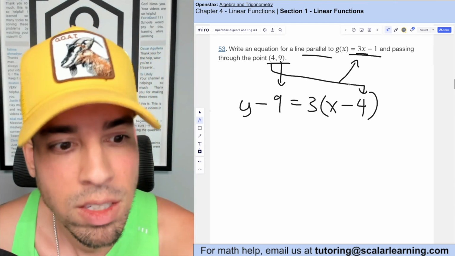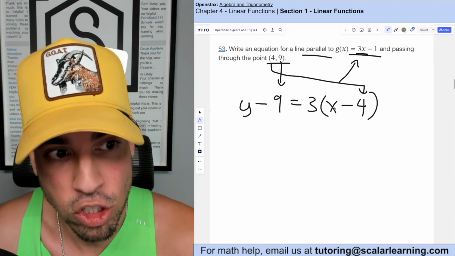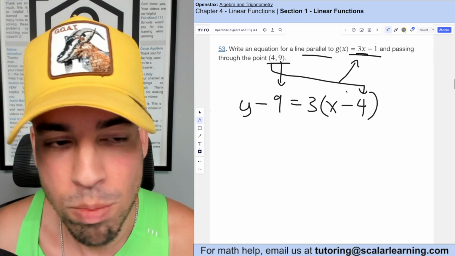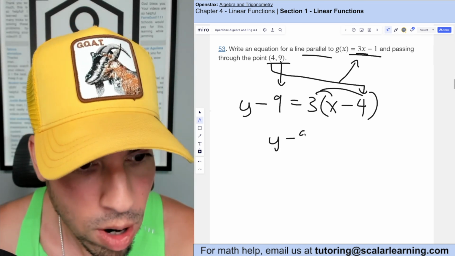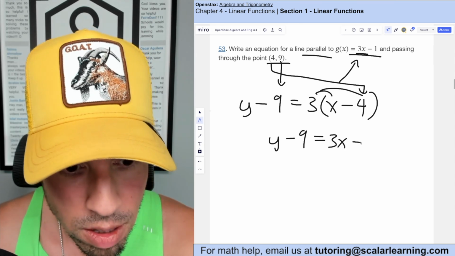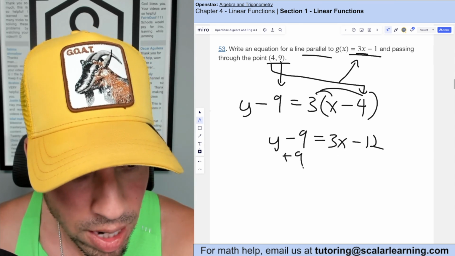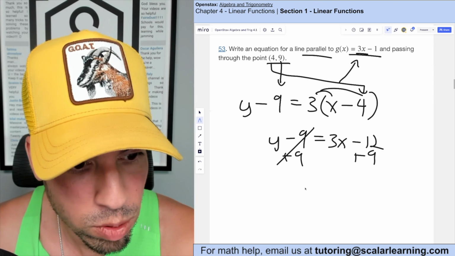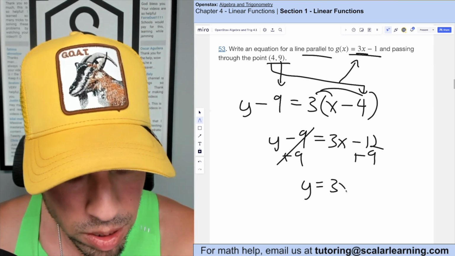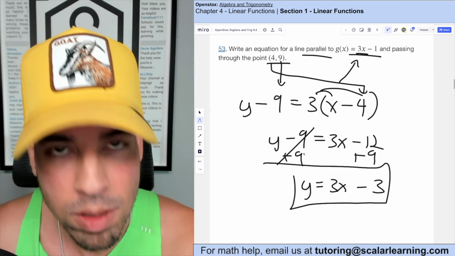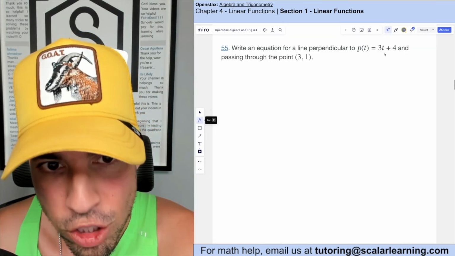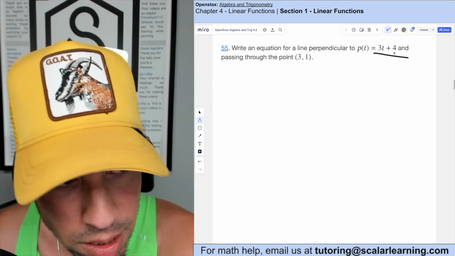So this is enough to actually be the final equation. But to put it into slope-intercept form, just like they have it in the answers, we're going to distribute and simplify. So y minus 9 equals 3x minus 12. Last but not least, we're going to add 9 to both sides. Boom, boom. Y equals 3x minus 3 is the winning answer. Boom, done.